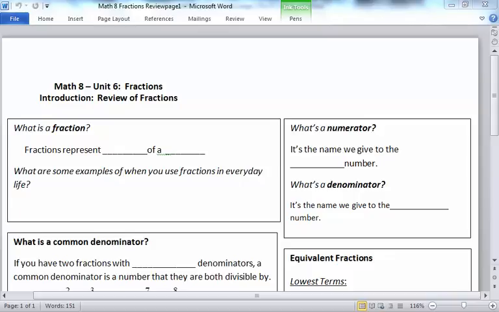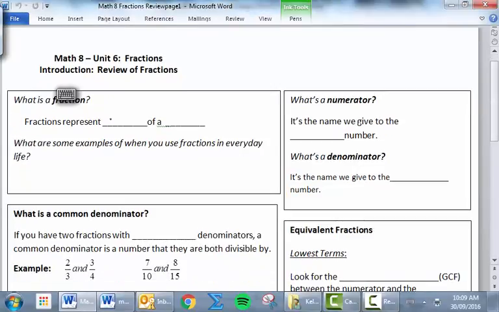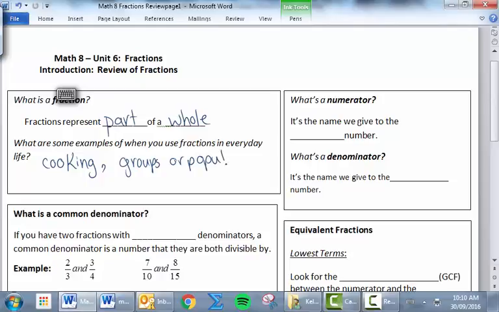So, first of all, what is a fraction? Well, you say that a fraction represents parts of a whole, right? So some examples where maybe you've seen fractions. A common one is in cooking, right? Part of a whole when you're describing groups or populations of certain things. There's a lot of time in construction, where you're looking at parts of a meter, whatever it happens to be. Fractions are almost everywhere.